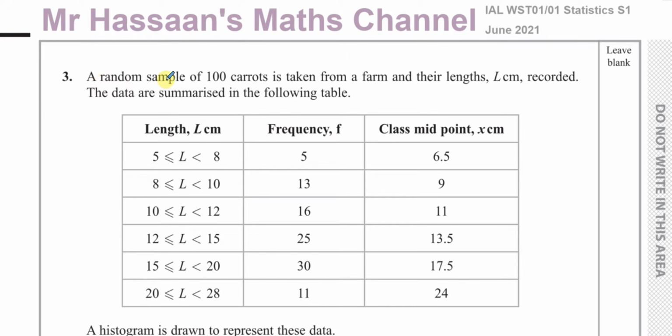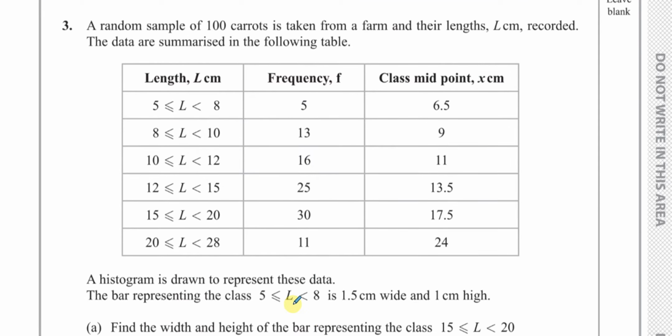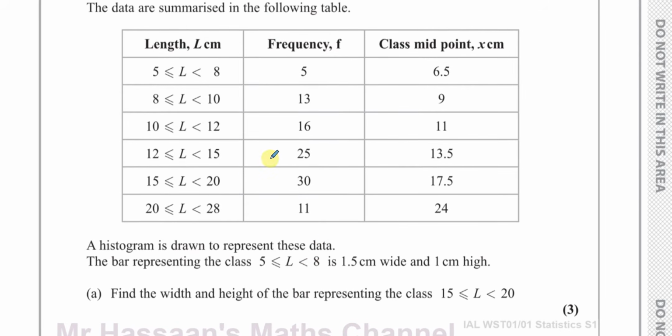We're told that a random sample of 100 carrots is taken from a farm and their lengths L centimeters recorded. The data are summarized in the following table. So there were 5 carrots between 5 and 8 centimeters, 13 between 8 and 10 centimeters, and so on and so forth. A histogram is drawn to represent these data. The bar representing the class 5 to 8 is 1.5 centimeters wide and 1 centimeter high. Find the width and height of the bar representing the 15 to 20 class.